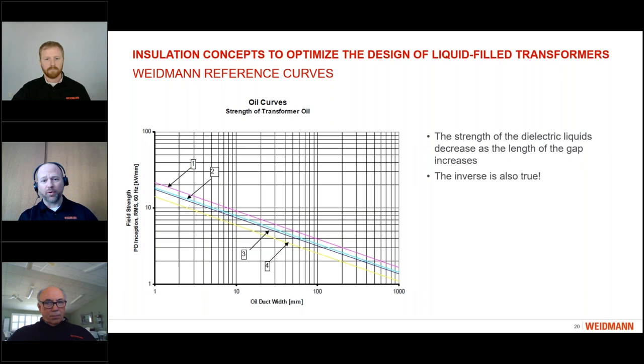Now, what's important about this, you can see this is a double logarithmic scale on both the X and Y axis, showing the voltage applied, the field strength on the X axis, and the length of the duct on the Y axis between two electrodes or two barriers. You can see, however, as the duct is increased in length, that the strength decreases. What's important to note is that the inverse of that is true. The smaller the duct, the stronger the gap dielectric strength is for PD inception, PD meaning partial discharge.